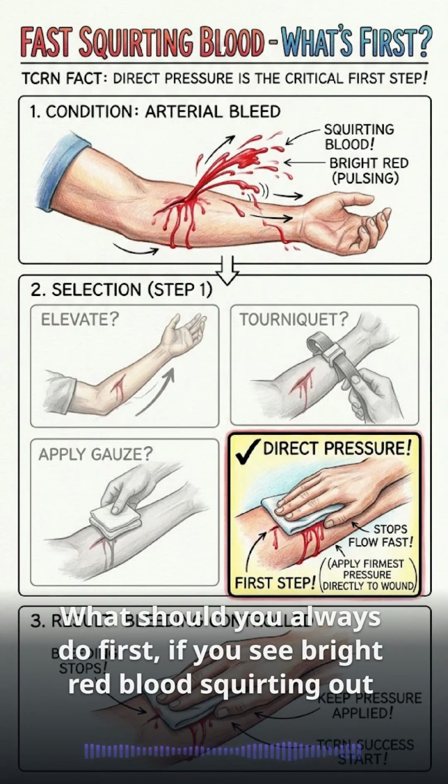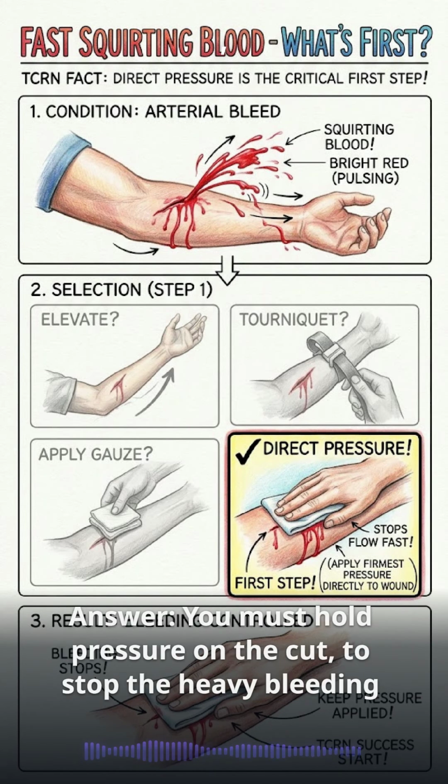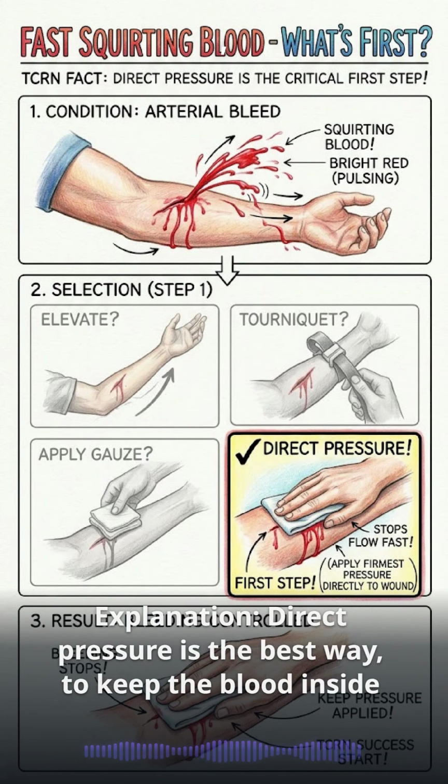10. What should you always do first if you see bright red blood squirting out fast? You must hold pressure on the cut to stop the heavy bleeding right away now. Direct pressure is the best way to keep the blood inside the body of the patient.